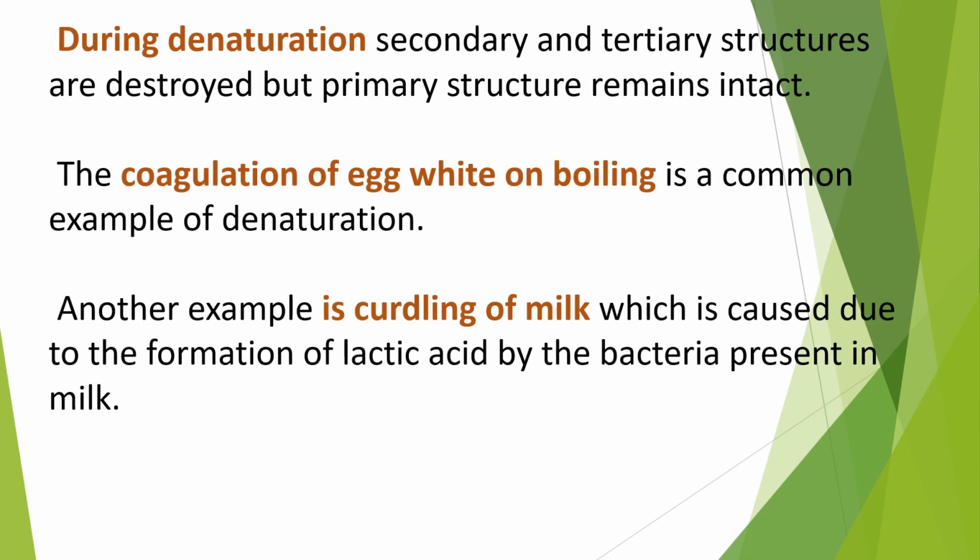During denaturation, secondary and tertiary structures are destroyed, but primary structure remains intact. The coagulation of egg white on boiling is a common example of denaturation. This is one example. And another example is curdling of milk, which is caused due to the formation of lactic acid by the bacteria present in the milk. So this is all about proteins.